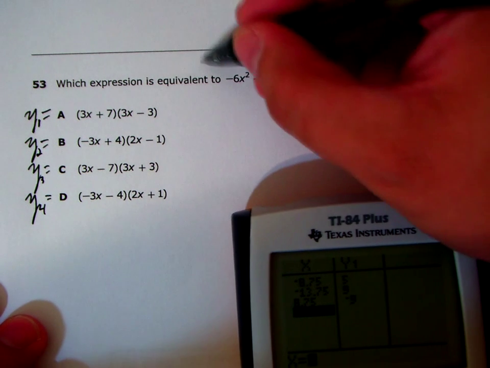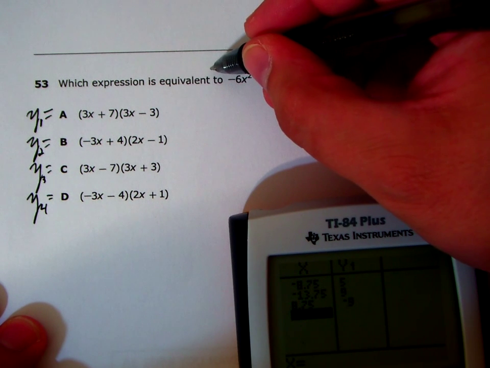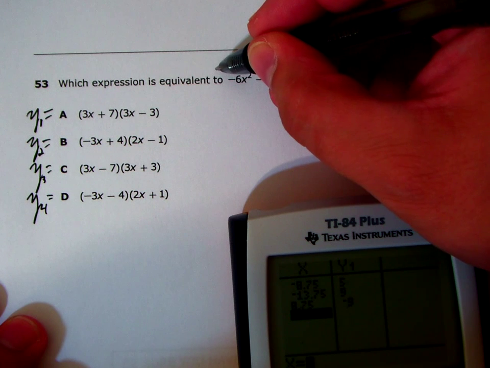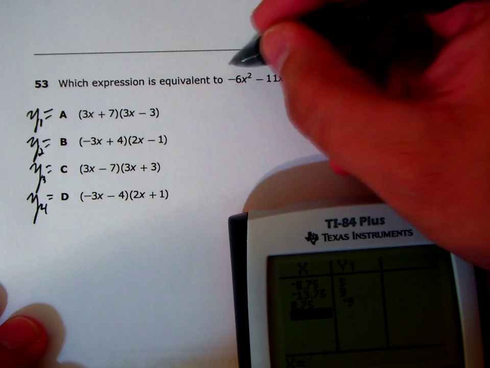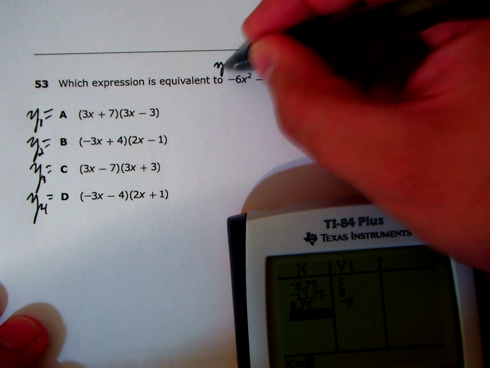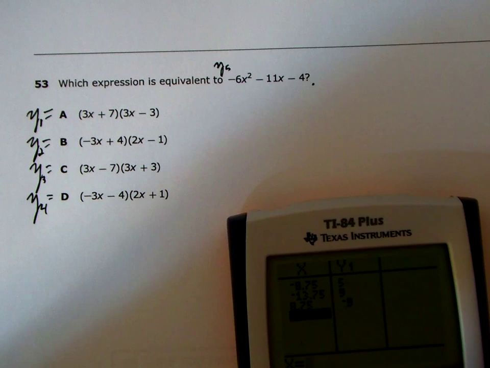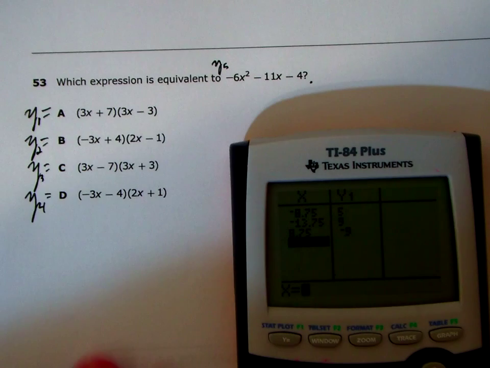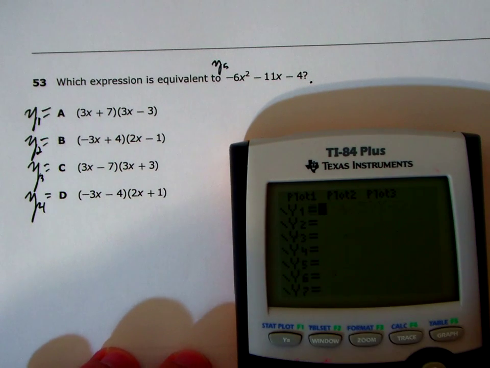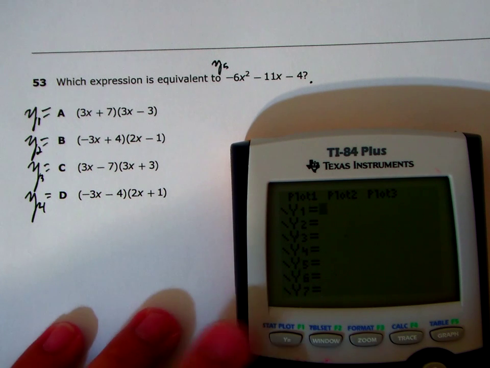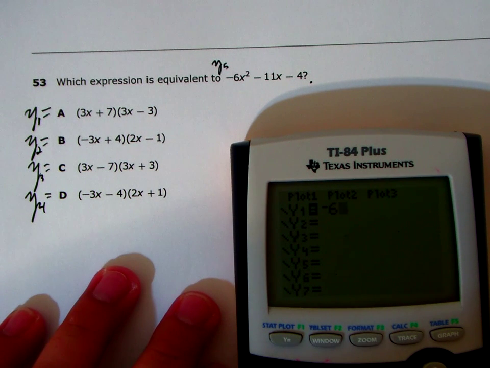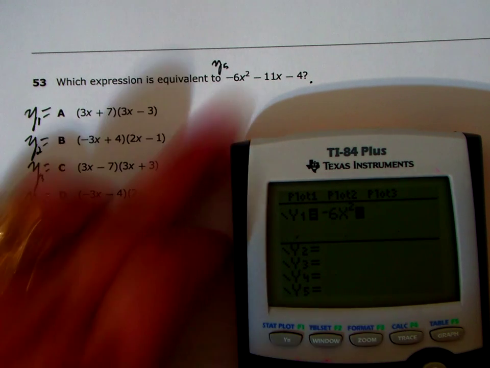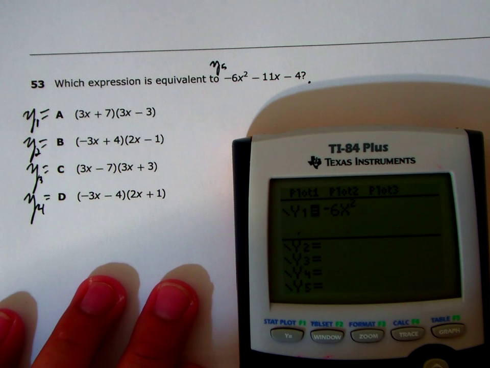Okay, so we're going to make this the fifth equation. Y equals 5. Actually, y'all, what I'm going to do here, we want to find out which ones are equivalent, which ones look the same, right? So let's plug in one at a time to compare them. Let's plug in negative 6x squared. Put the original one in the first one, doesn't really matter.